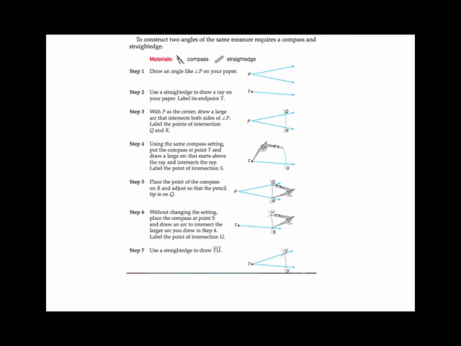Place the point of the compass on the point R from angle P. Adjust it so that the pencil tip now lies on the point Q. Now, again, don't change the setting of your compass. Place the point at point S and draw an arc that will intercept the larger arc that you drew in step 4. Label this point of intersection U. Put your compass down and draw a ray TU using your straight edge. The two angles that you have should be the same measure.